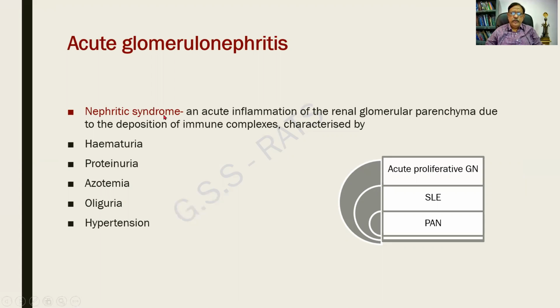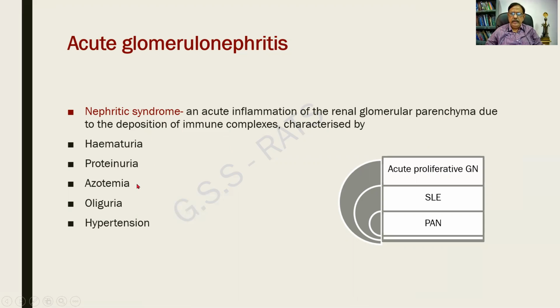There are two basic syndromes in the glomeruli. One is called the nephritic syndrome. The glomerulonephritis, post-streptococcal, is mostly associated with this nephritic syndrome. It is an acute inflammation of the renal glomeruli, and there is a deposition of the immune complexes. This will be clinically characterized by hematuria, proteinuria, azotemia, oliguria, and hypertension.